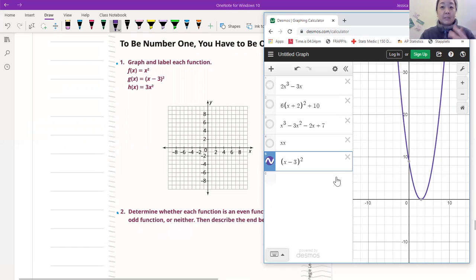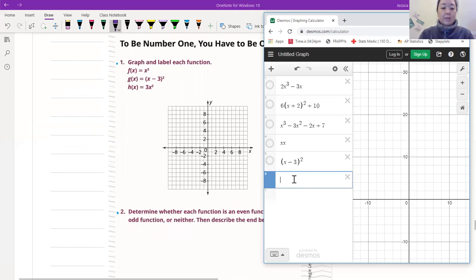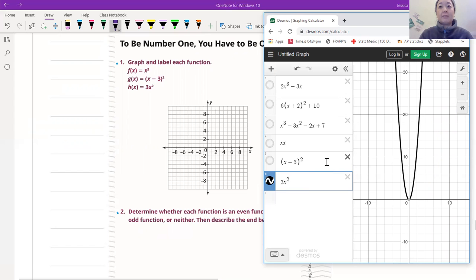It is neither. And then the last one right here is going to be 3x squared. There we go. And notice it's a little bit skinnier, right? A little bit skinnier than this guy right here. Not by much, but still a little bit skinnier. It got pulled, right? But it still does have the y-axis as a line of symmetry, so we're good. So this one is definitely still going to be an even function.